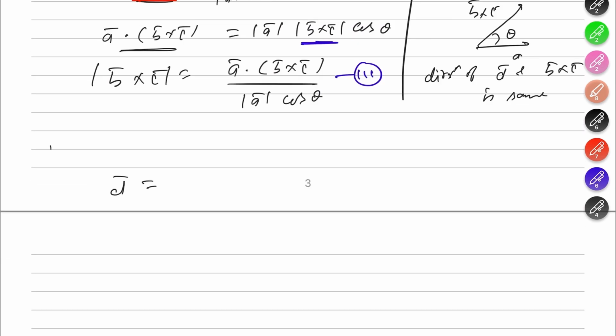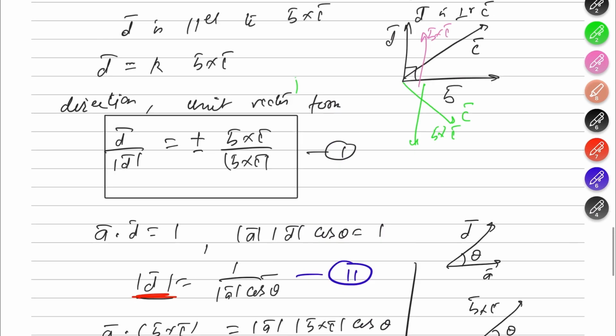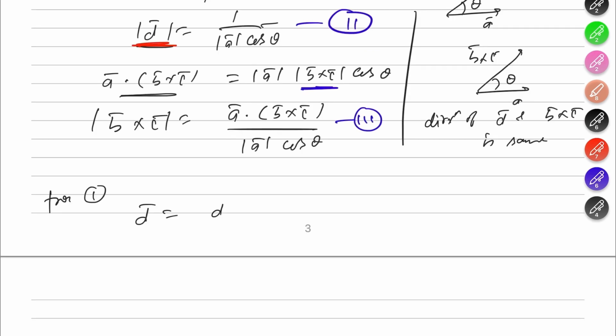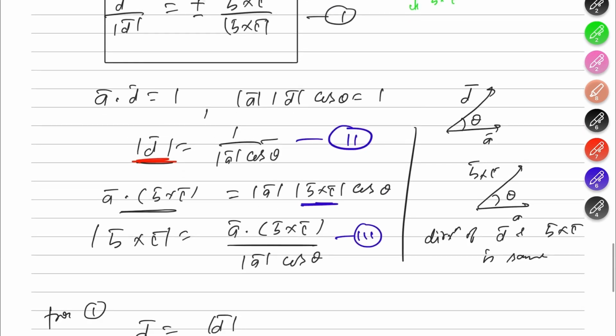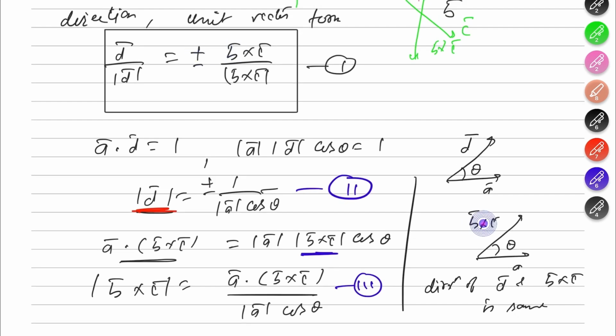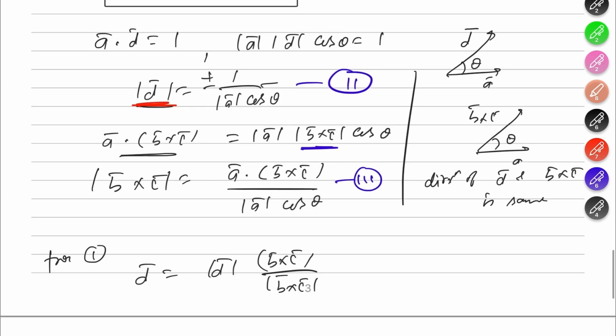What is vector D? If we look at this equation, vector D upon magnitude of vector D is equal to B cross C upon magnitude of B cross C. So let's take one sign, plus or minus. So D is magnitude of D times B cross C upon B cross C magnitude. Now, if we take the plus here, angle between B and C is plus, then we take plus also here. But if we take minus here, this is also minus here. So minus minus become plus. So ultimately it will be plus here, always plus.